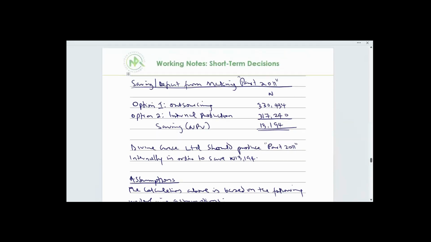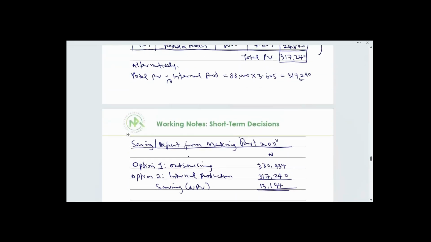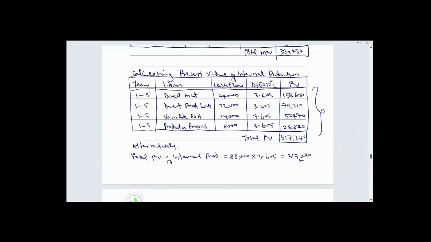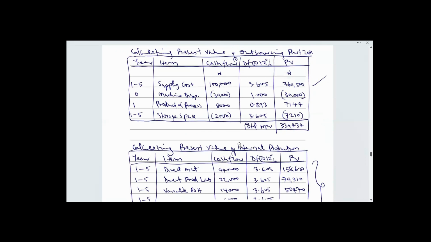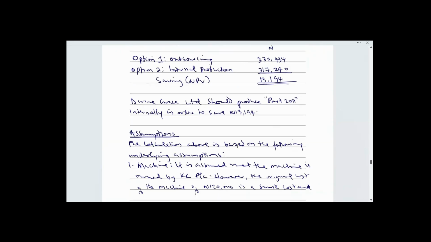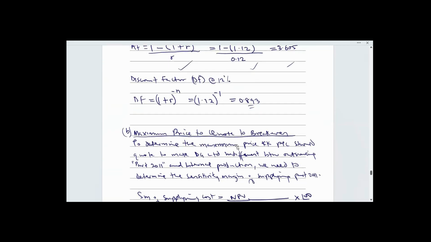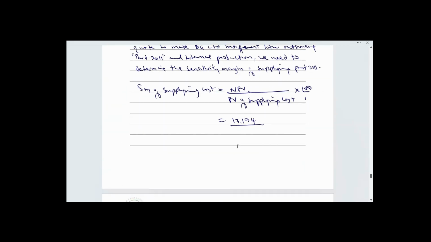Then PV of supplying cost is 150, no? Yes, 360,500 naira is the present value of the supplying cost. So I would then say 360 divided by 360,500, multiplied by 100 over 1. So what do you get?